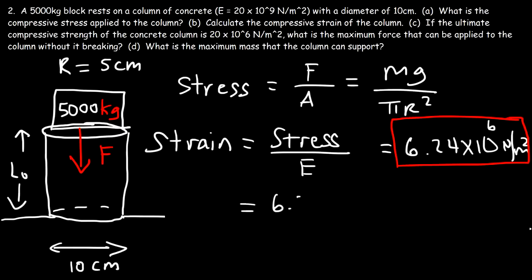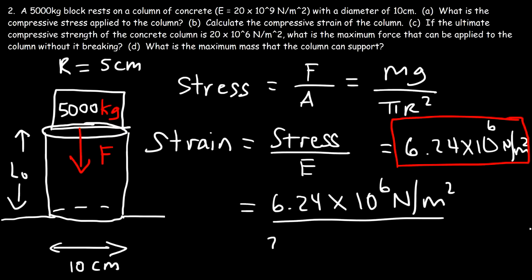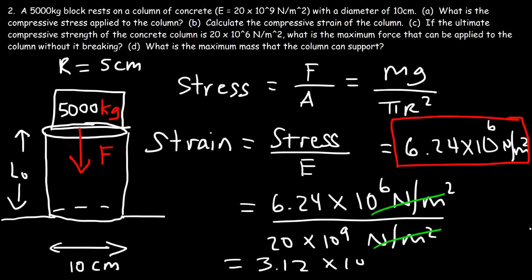So the stress is 6.24 times 10 to the 6 newtons per square meter, and the elastic modulus is 20 times 10 to the 9 newtons per square meter. So these units will cancel, and we know that compressive strain is unitless. So we're going to get a small value, which is 3.12 times 10 to the minus 4. So that is the compressive strain of this particular column.